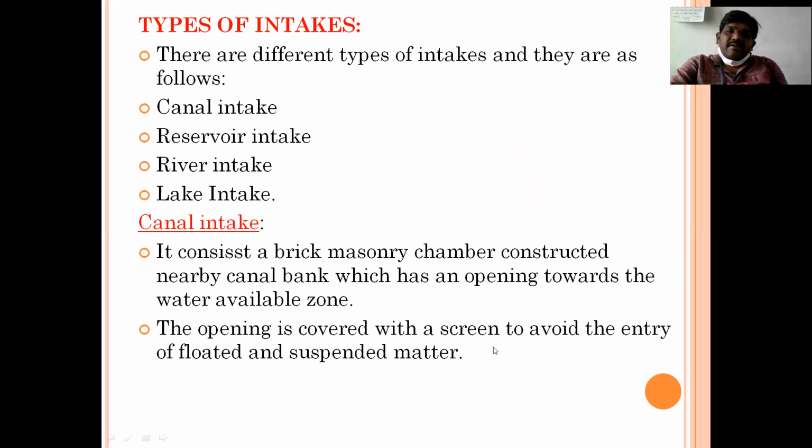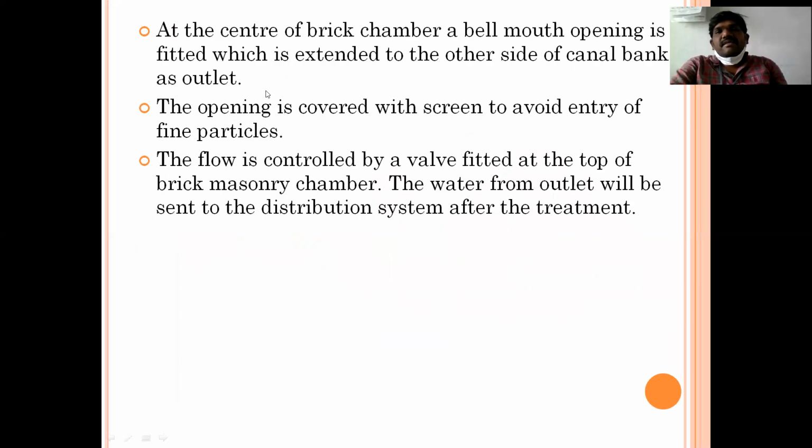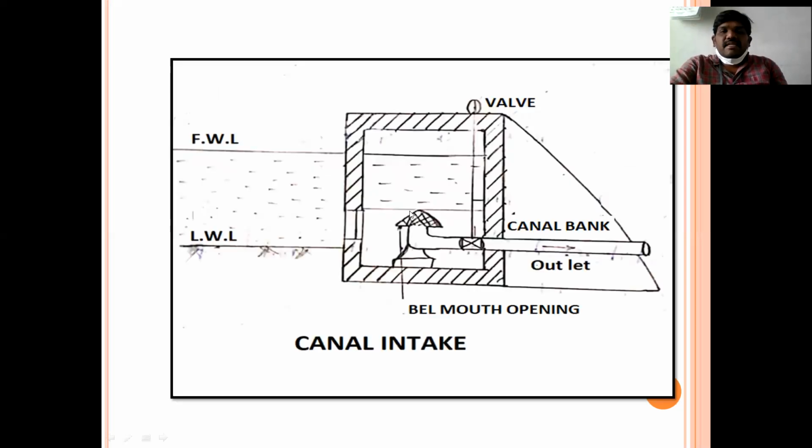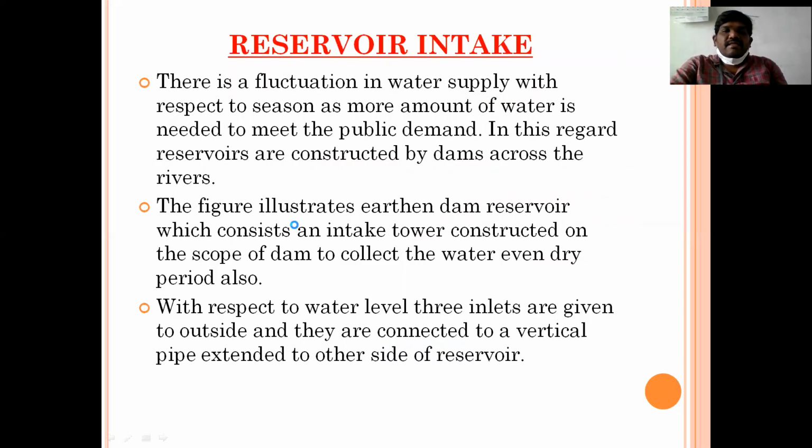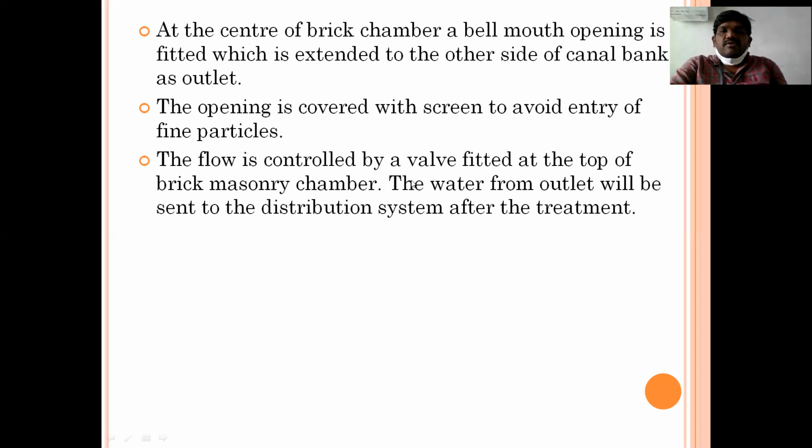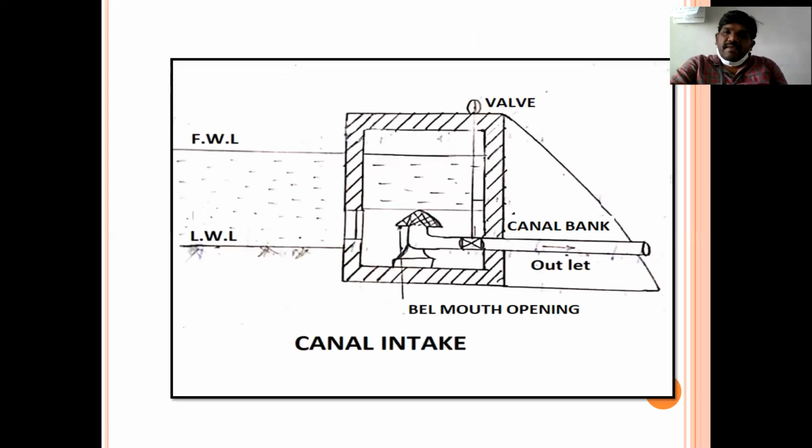See, the opening is covered with a screen to avoid the entry of floating and suspended matter. In the same way, at the center of the brick chamber, a bell mouth opening is fitted. The opening is covered with a screener. And one more point here: the flow is controlled by a valve. This is what we have about canal intake.